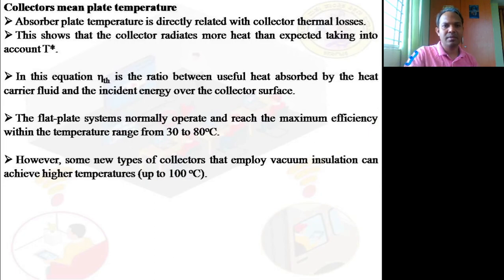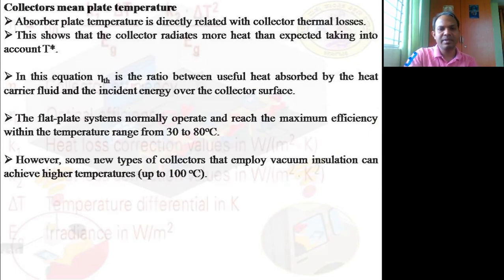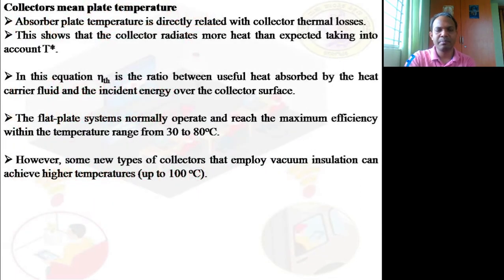Collector's mean plate temperature, before I give the expressions: the absorber plate temperature is directly related to the collector thermal losses. This shows the collector radiates more heat than expected, taking into account T star. It is because as the thermal losses reduce, the absorber plate temperature will increase.